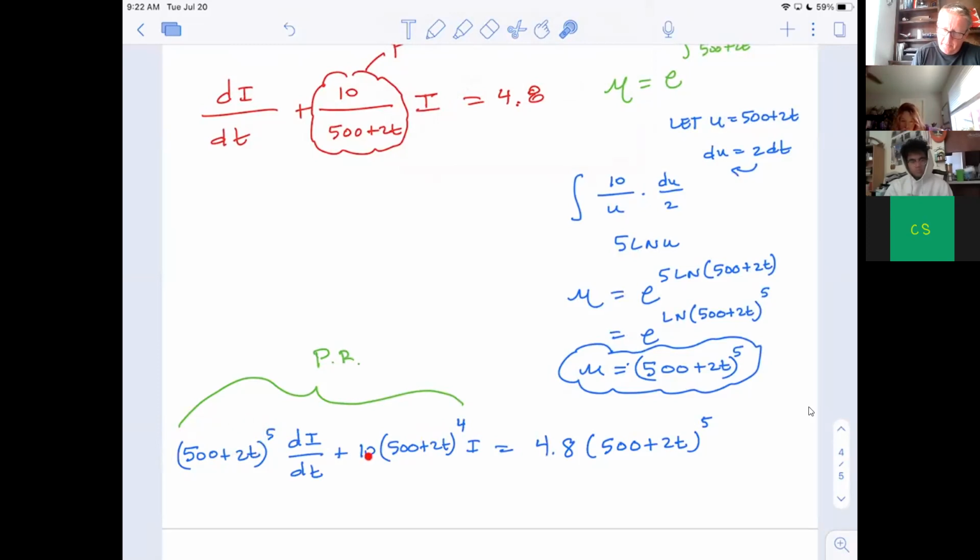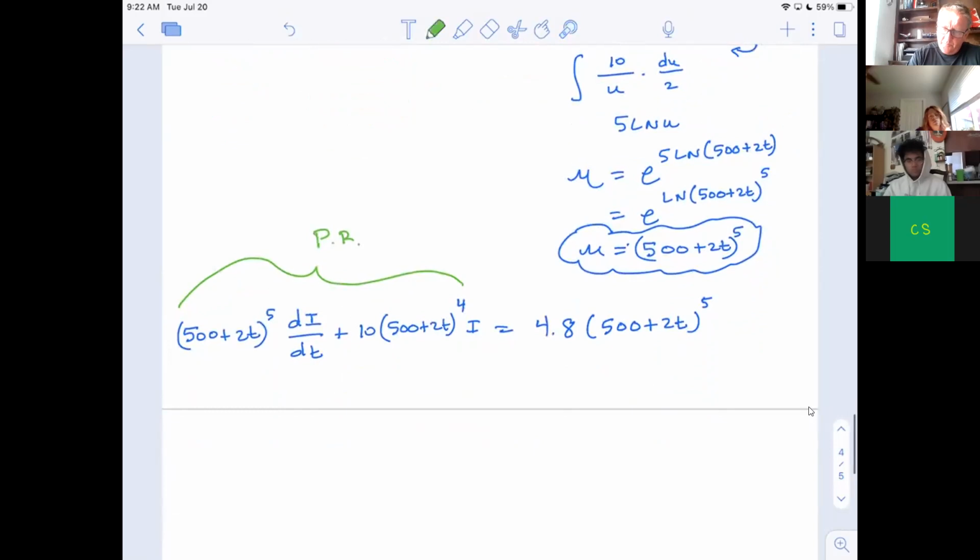I look over here and I say, oh, there's no 5 out front, but there is a 10. And then this goes down by 1. So that becomes a 4. So there's a 5 sitting out here, but then times the derivative of the junk. Oh, the derivative of the junk is 2. So 2 times 5 is 10. Wow, that actually worked. I can't believe it. That's amazing. So sure enough, that's actually the power rule sitting there.